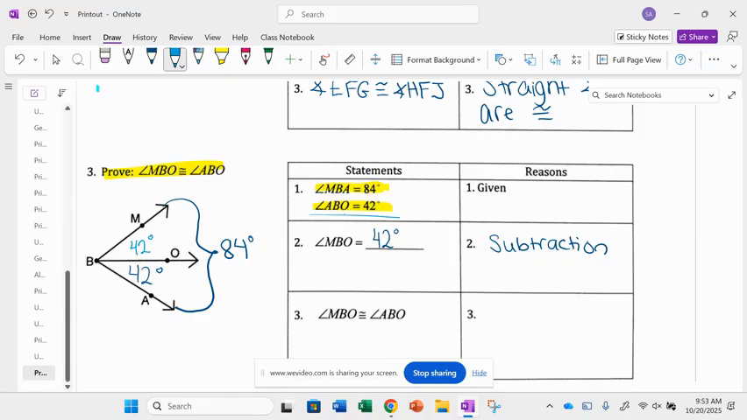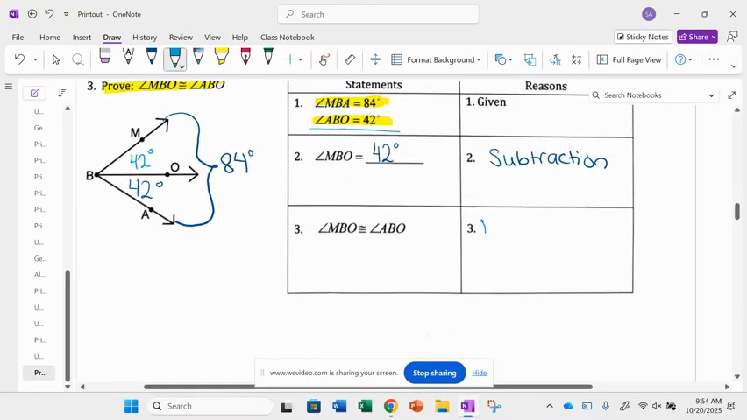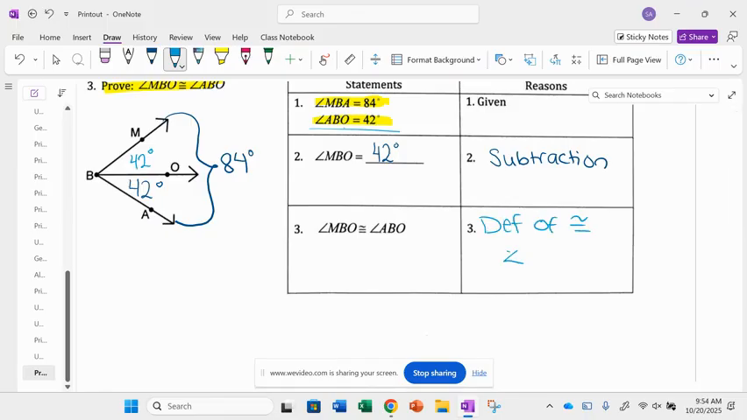Okay, now it says angle MBO is congruent to angle ABO. This is what we want to prove. It's the last thing written. Well, in my proof, I've shown that MBO is 42 and it was given to us that ABO is 42. Aren't they the same? Since they're the same, don't they have to be congruent? Isn't that the definition of congruent? Two angles that have the same measure? So we can say def of congruent angles, because the definition of congruent angles is two angles that have the same measure.